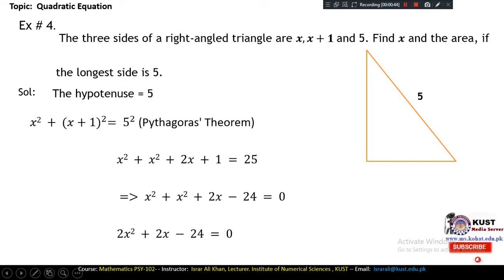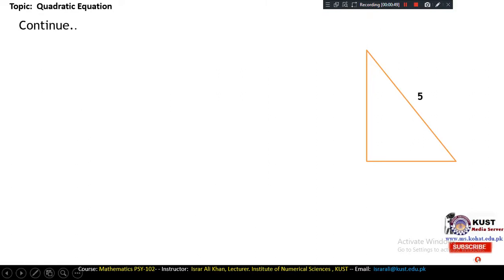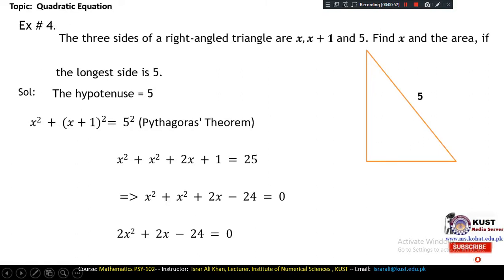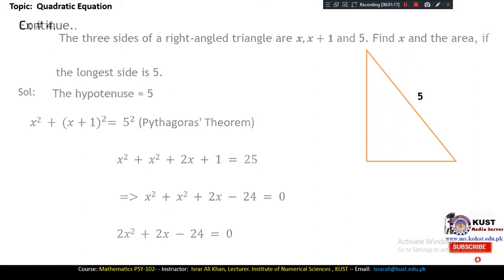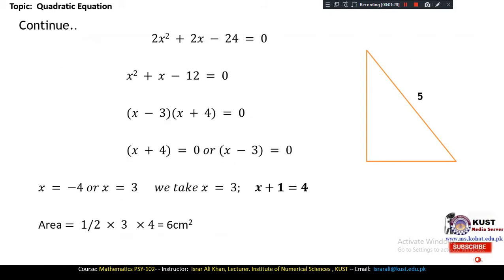We know that in a right triangle the hypotenuse is always the longest side, and by using Pythagoras theorem we know that x² + (x + 1)² = 5². It means the sum of the squares of the other two sides is equal to the square of the longest side, which after some simplification gives us this quadratic equation, 2x² + 2x - 24 = 0.